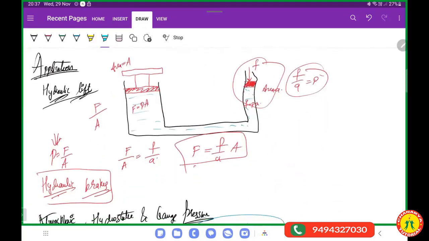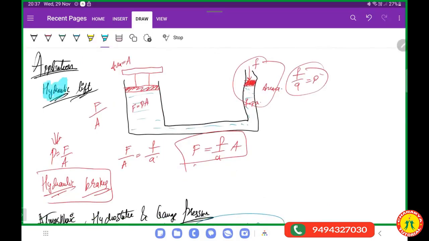So its application is the hydraulic lift. Hydraulic lift, how does it work? One side thin, one side thick, meaning more area, bigger area, and smaller area, small a. This is bigger A. So small area, bigger area. There we are applying a small force and a larger force is obtained. So overall pressure is the same. Either we are using this one or this one.